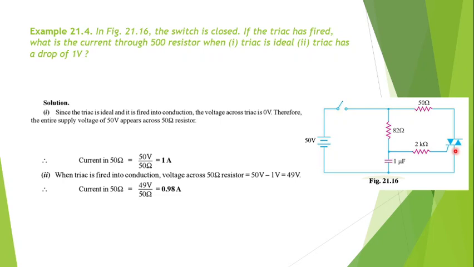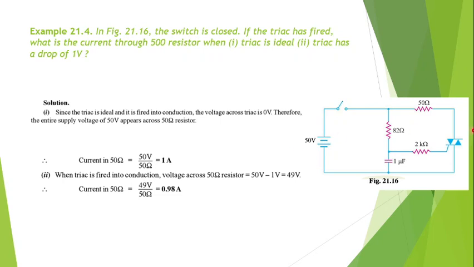So in the first case, when we consider this triac to be an ideal triac, there will be no voltage drop. So the whole 50 volts will be dropped across this 50 ohm. So to calculate current, we use the simple Ohm's law. Current is equal to voltage upon resistance, that is 50 volts upon 50 ohms, you get 1 ampere in the ideal case.